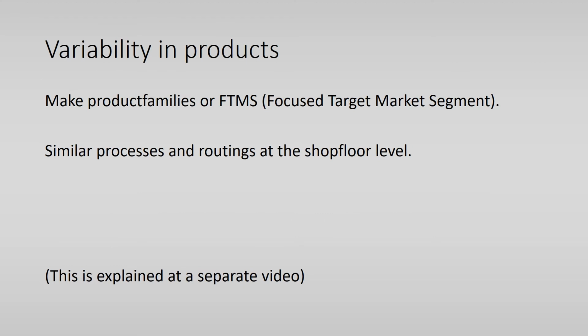The first step is to recognize the product family or FTMS. In a separate video, you can see in detail how to reduce variability and group products in a logical way. But the result must be a group of products that are fairly similar in processes. As soon as this is done, the sequence of production steps is determined.